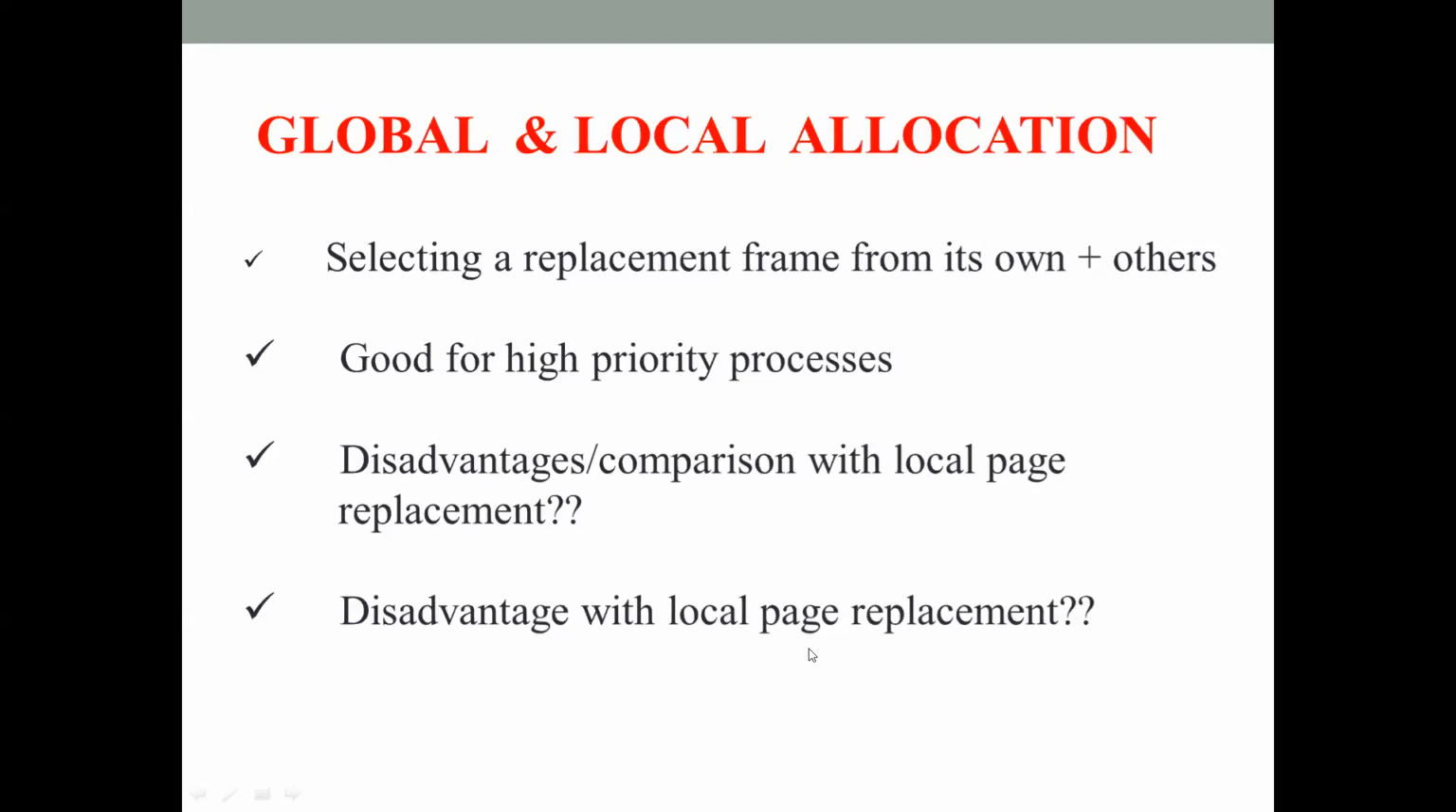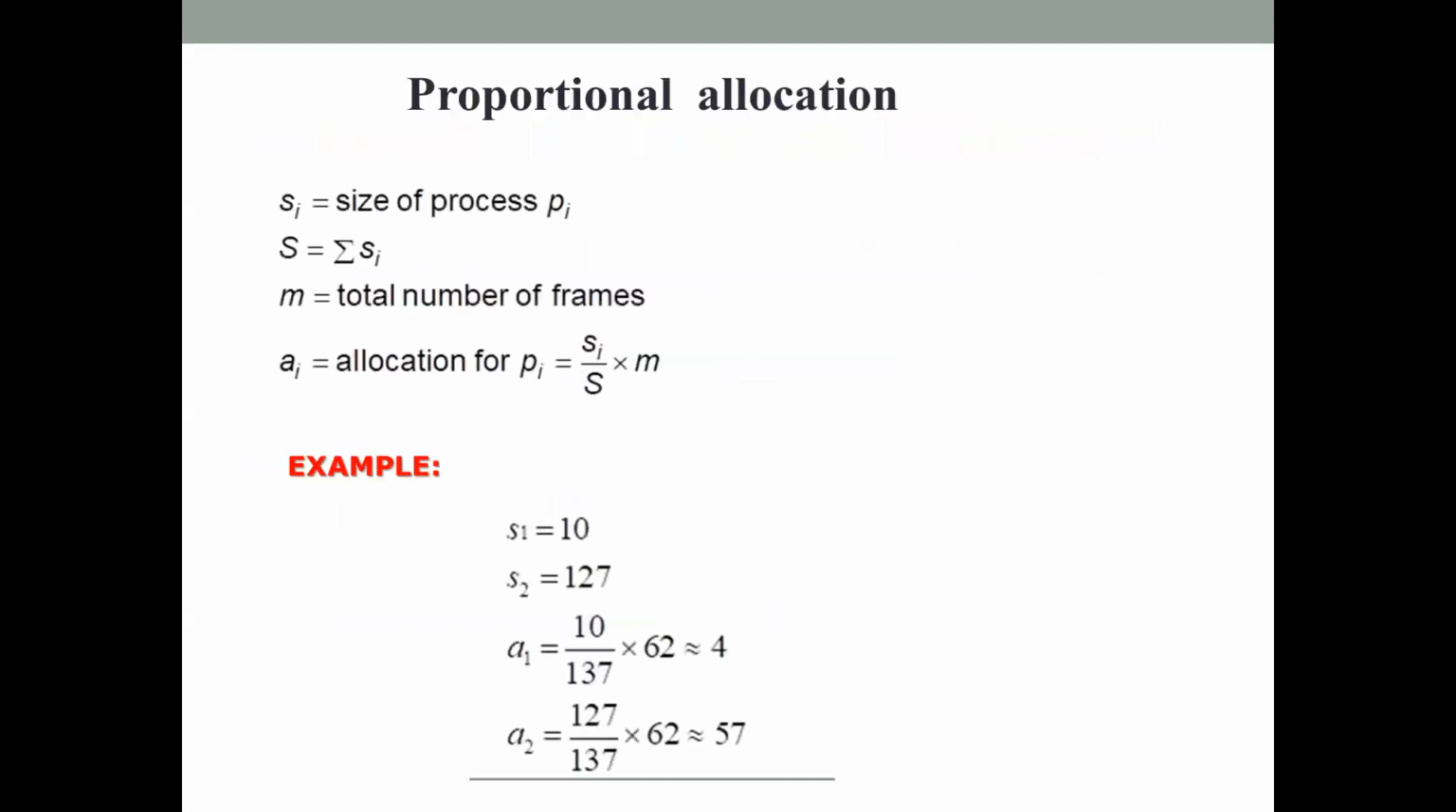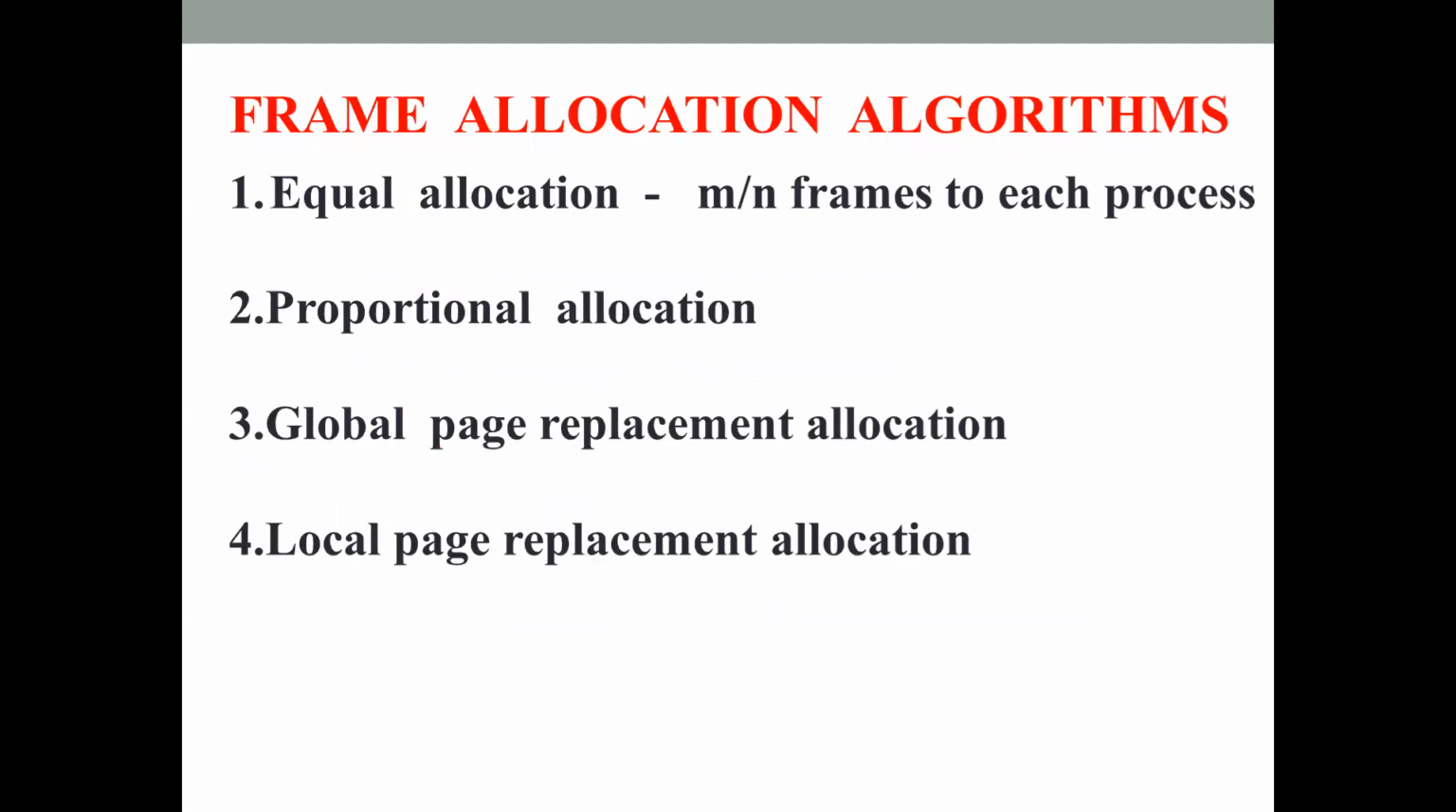From this you can conclude that global page replacement helps in greater system throughput, and so it is the most commonly used frame allocation policy in operating systems. That is all about the different types of frame allocation algorithms. They are nothing but the equal allocation algorithm, proportional allocation algorithm, global page replacement frame allocation, and local page replacement allocation.